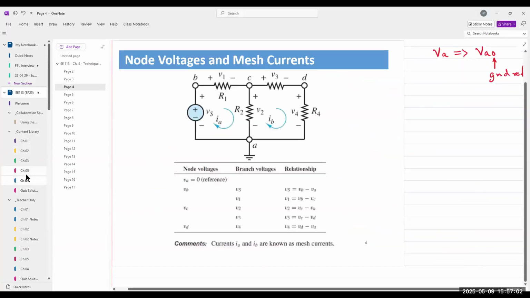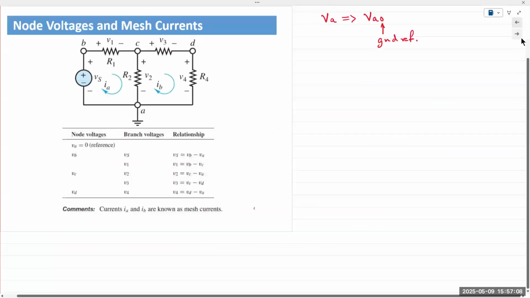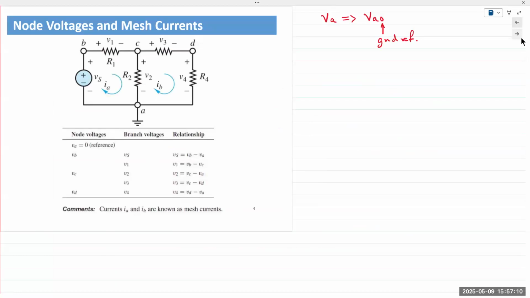You need to be familiar with that. But we talked about nodes. So now we're talking about node voltages. When we say node voltages, we'll refer to single subscript notation: VA, VB, VC, VD, and so on and so forth. The reference point is implied. Okay, the reference point is implied.